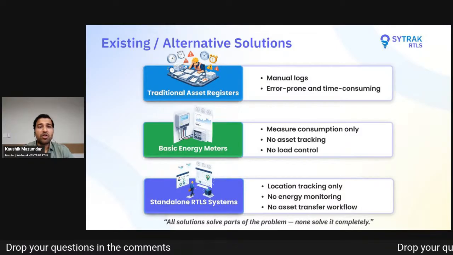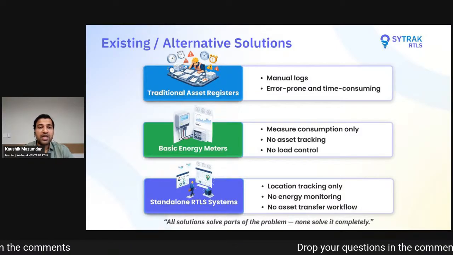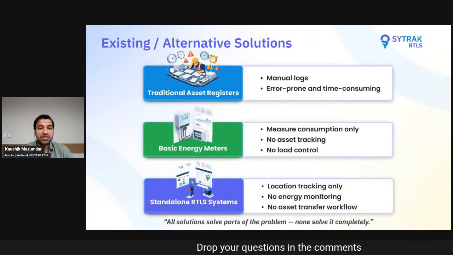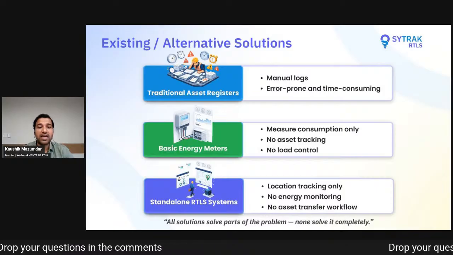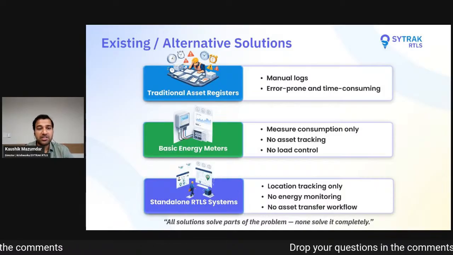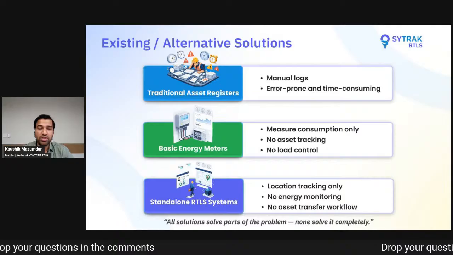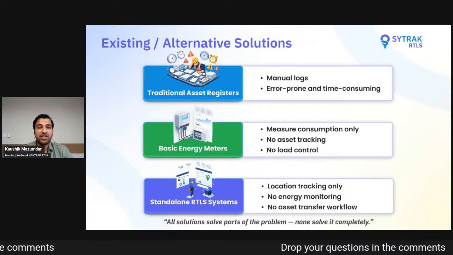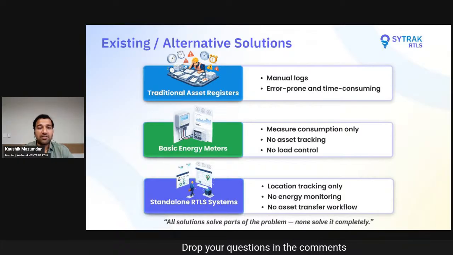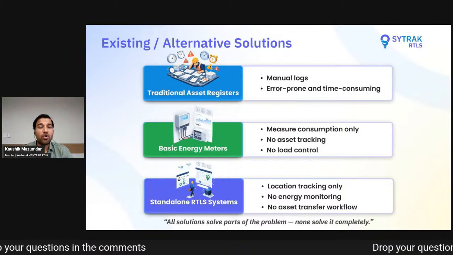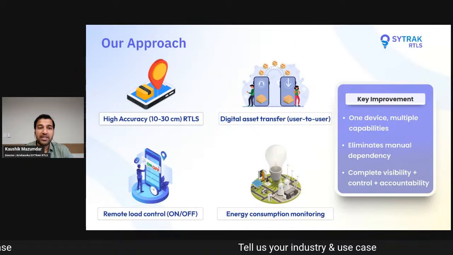The existing or alternate solutions include traditional asset registers, wherein manual entries are made, which are error prone and time consuming. We have basic energy meters for energy consumption, but they measure consumption only. There is no asset tracking, and mostly there are no load controls. And for standalone RTLS, location tracking is available, but there is no energy monitoring or asset transfer workflow. So all the existing solutions solve parts of the problem, but none of them solve it completely.